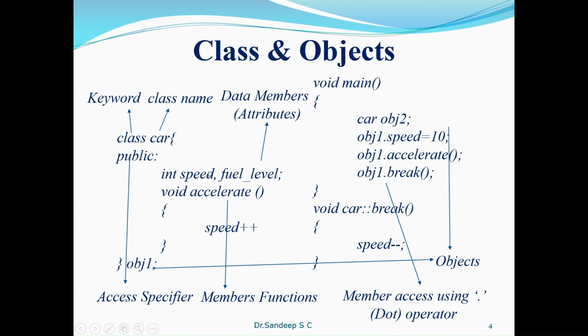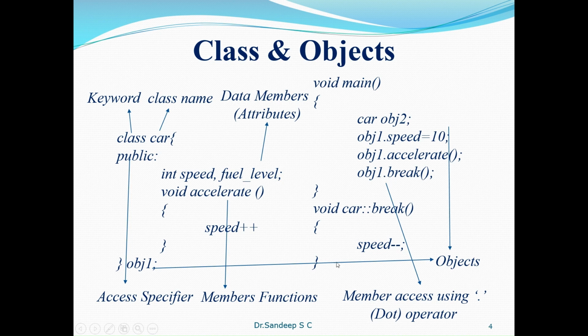Now when we want to access these members using the object, we use a dot operator. So object name, dot, the member which we want to access, a member variable or a member function, can be accessed using a dot operator.